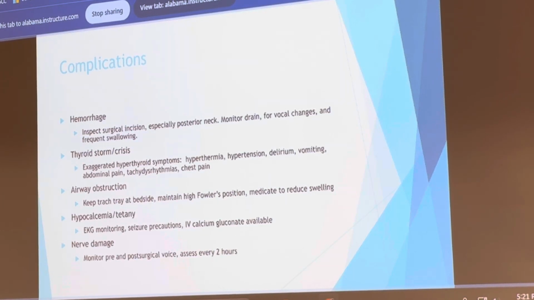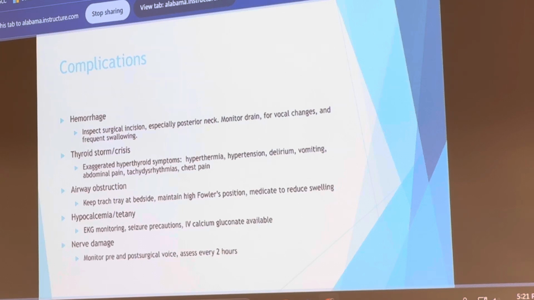Worst case scenarios, things that you're going to monitor for, because remember, the NCLEX wants to know how not to kill your patient or things that would kill your patient. So hemorrhage, that would be from our surgical incision. Our biggest clues, like we talked about, would be that frequent swallowing or your vocal changes, like we hit the larynx. Thyroid storm or crisis.